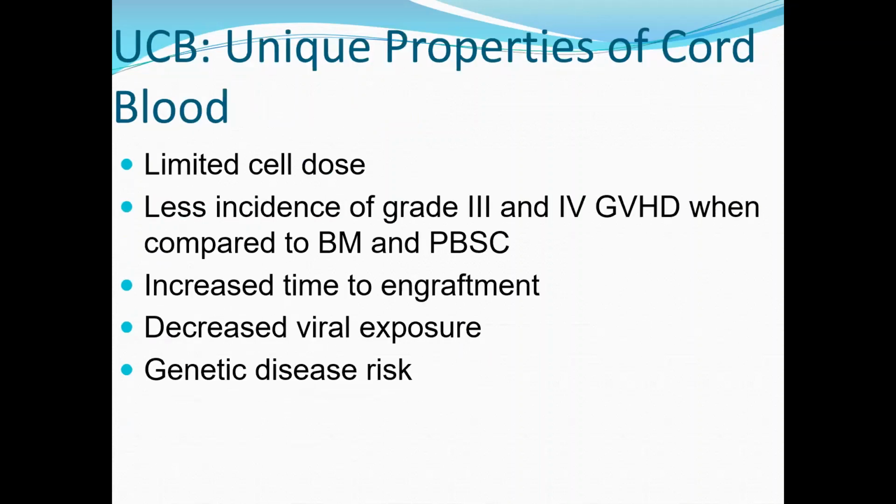So next is umbilical cord blood. It is limited, so we will plan for the cell dose. It is indicated as there is less incidence of grade 3 or grade 4 GVHD compared to bone marrow and PBSC. There is an increase in the time to engraftment and a decrease in viral exposure. It will affect genetic disease, and that will be a risk.